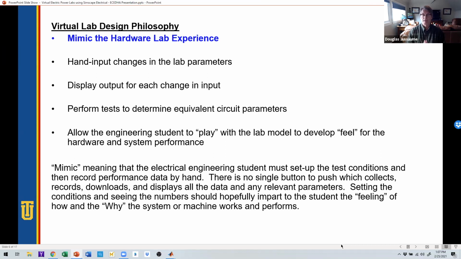We would have it so they would input a change, and they could see the change, input a change, see the change. And we also wanted them to be able to play with the system, make different changes and get a feel for what was going on.